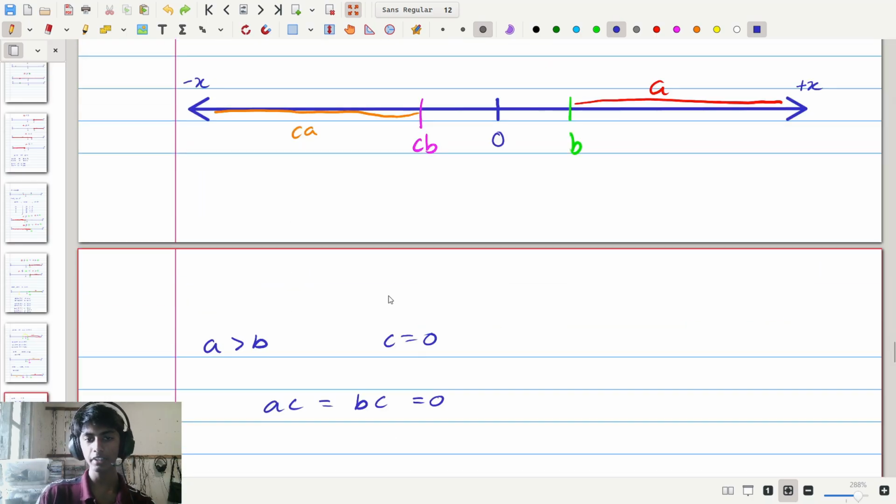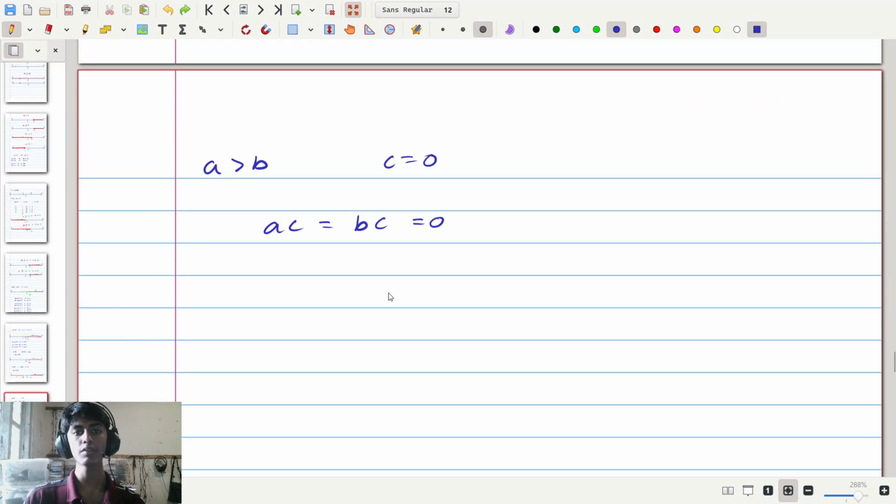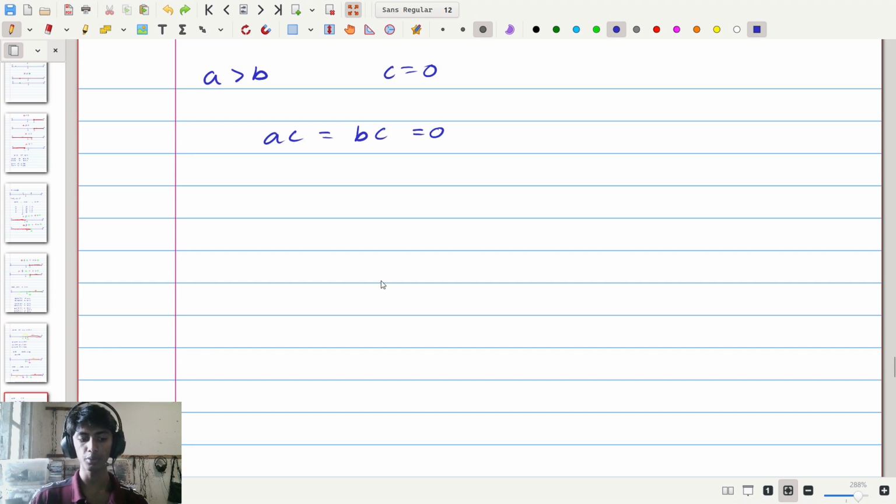And there's the degenerate, useless case, where if C is 0, multiplying both sides by 0 immediately drops both sides to 0, no matter what both sides are. A greater than B, A less than B, A greater than or equal to B, A less than or equal to B. Everything gets destroyed and we just get 0.